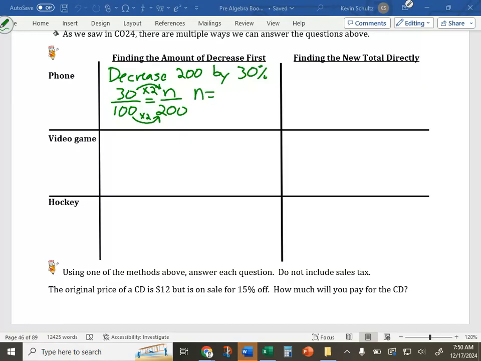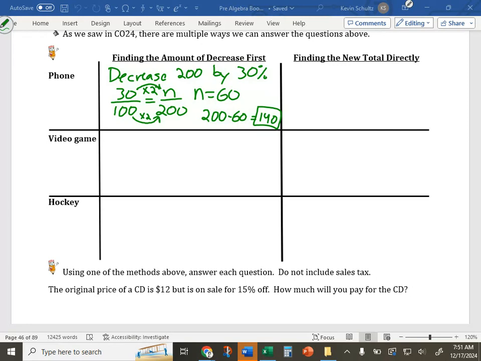Okay? Now in CO24, when we increased, we would add that 60 to 200, right? But now that we're doing a decrease, what are we going to do with that 60? Subtract it. Okay? We want to decrease the 200 by 30%. 30% is 60, and 200 minus 60 gives us 140. So like I said, the connections with 24, everything's the same until this final step, where instead of increasing it and adding, you decrease it by subtracting. Okay?